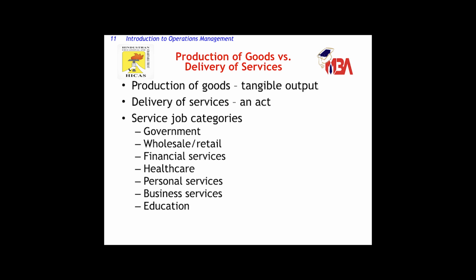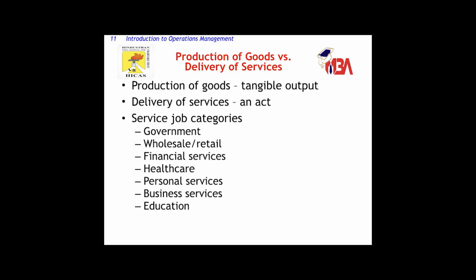Similarly, there are certain service job categories. For example, government is doing a service. All the activities which are done by the government are a service. The wholesalers and retailers who are operating in the market are providing a service. They are providing the service of getting products and satisfying the requirement or expectation of the customer. Financial institutions provide financial services to the customers by providing the required financial resources for the customer. Healthcare industry we have seen.